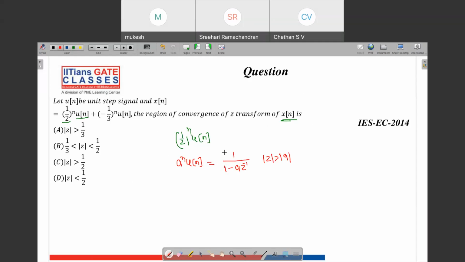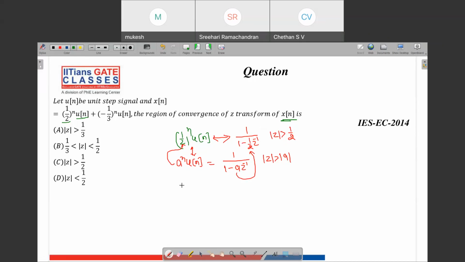Okay, so if you take this and calculate the z transform of this signal, it is going to be 1 upon 1 minus 1 by 2 z inverse. Here the difference between this and this is that a is replaced by 1 by 2. That's all. And the ROC will be mod of z greater than 1 by 2. I'm not putting mod across 1 by 2 because 1 by 2 is already a real and positive number.